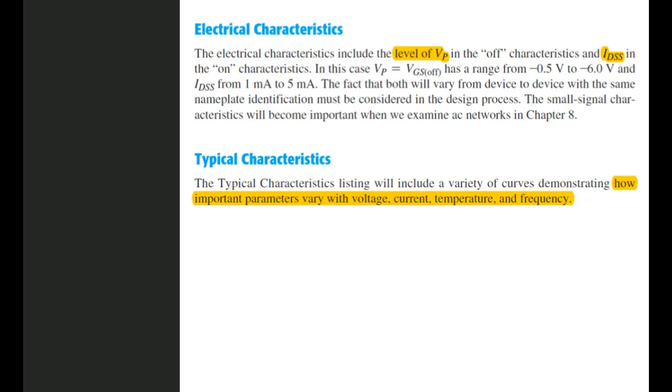Again, electrical characteristics. So we will check the level of Vp in the off state and in the on state. Similarly, IDSS is also checked in these two conditions, and some typical characteristics are about how important parameters vary with voltage, current, temperature, and frequency. In typical characteristics, these things are mostly discussed.